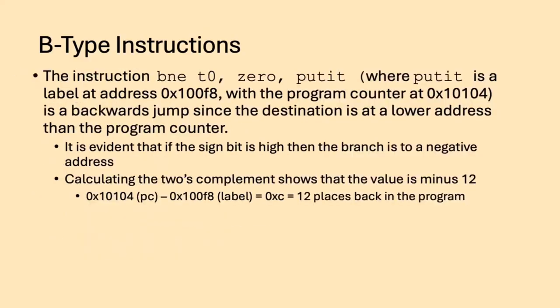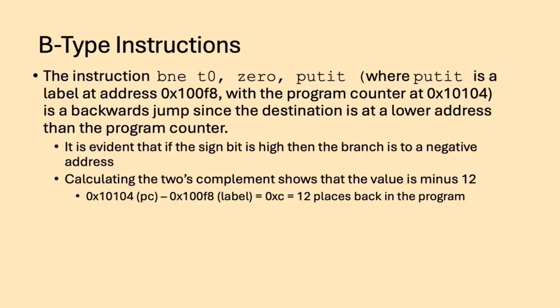In this example, the instruction is executed when the program counter is at address 10104 hex and the destination address is at 100F8 hex. We can see immediately that since the destination address is lower than the current contents of the program counter, the branch will be backwards.